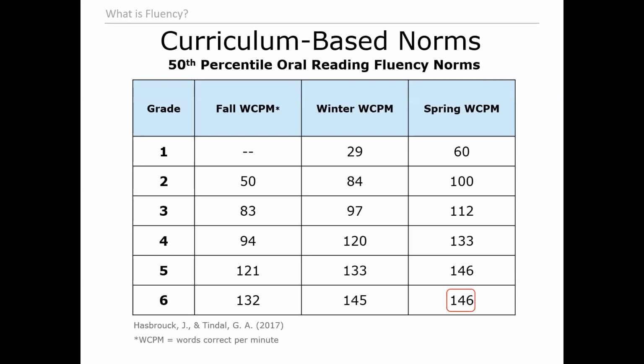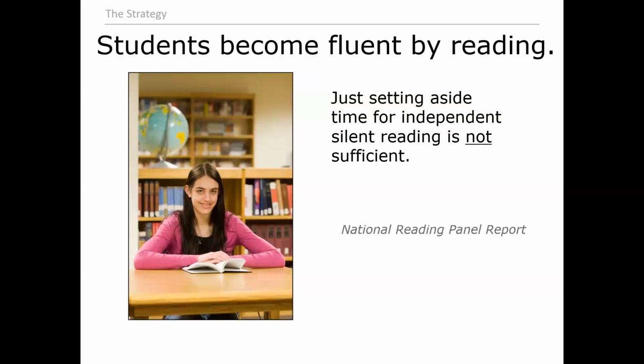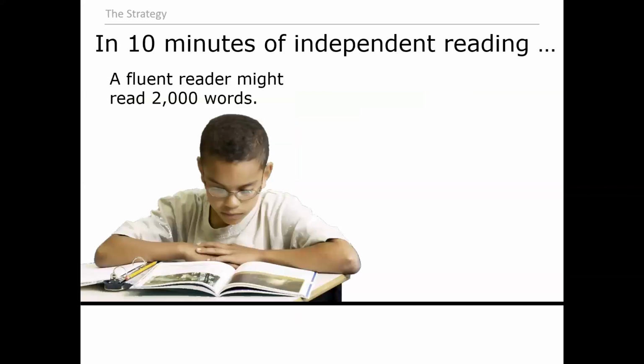So now we know who our students are. We've got them identified, the kids that could use some extra fluency help. And now we need to make a determination about what to do with them. Well, we know students become fluent by reading, but just setting time aside for independent silent reading is not sufficient. There's been data analyzed by the National Reading Panel, and it suggests that just encouraging students to read independently is not an effective way to help them to become more fluent.